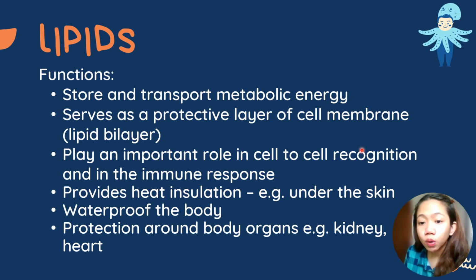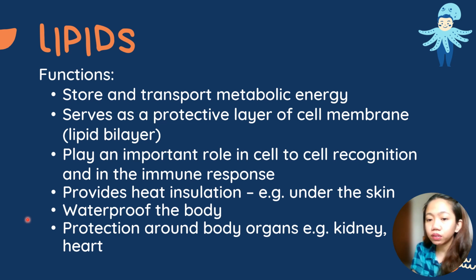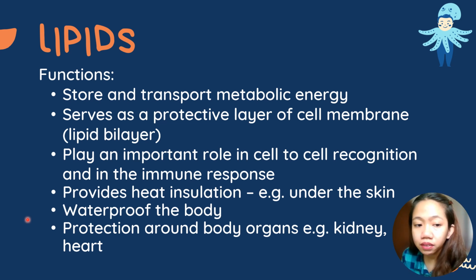So, since they are also the component in the cell membrane, lipids attached to the cell membrane help our cells to recognize each other and also to transmit signals. In other animals, they also provide heat insulation. For example, in seals, they have that extra fat called blubber, which helps them survive in very cold regions. They also waterproof the body, and this is important for mammals that are aquatic in nature. They produce fats on their skin so that their bodies will not be too exposed to water.